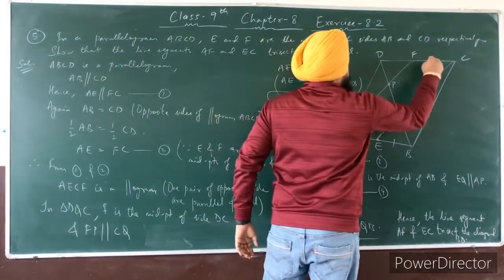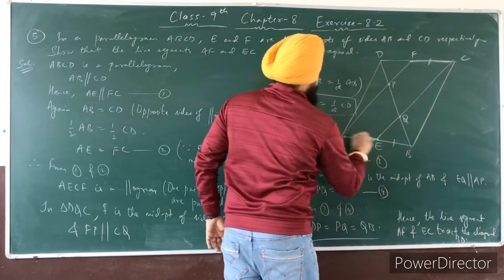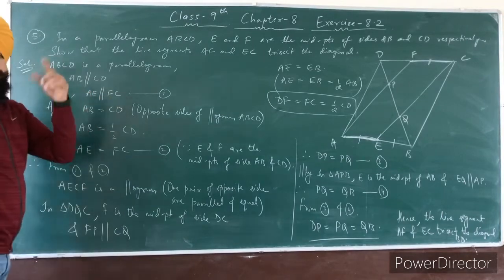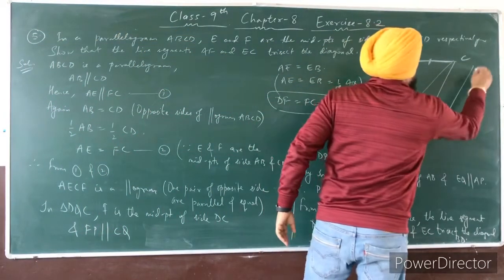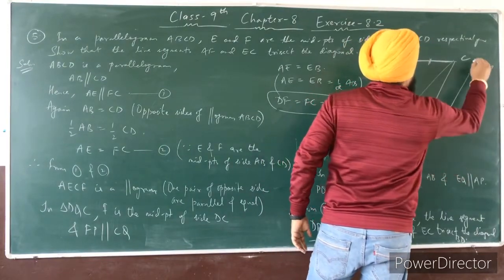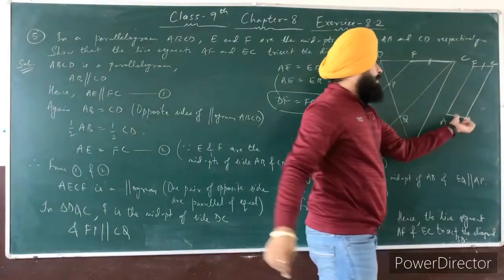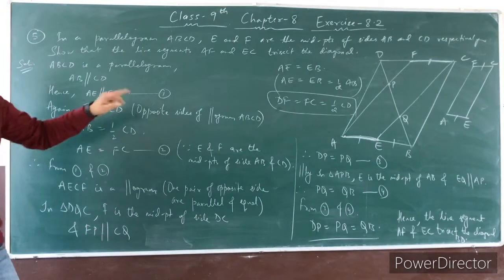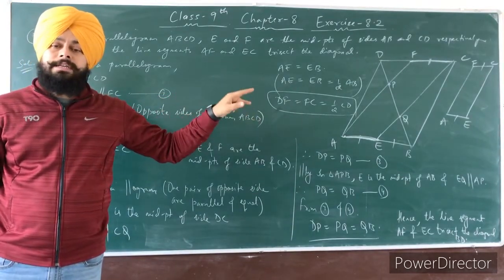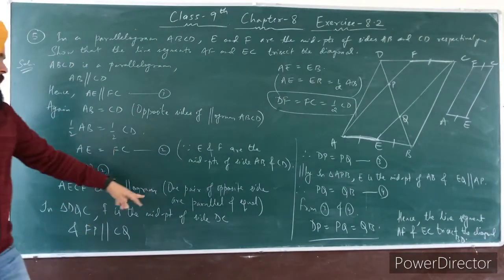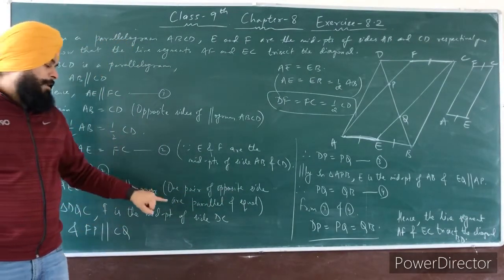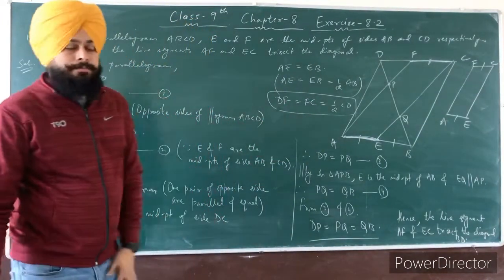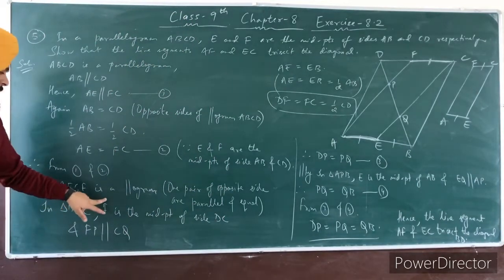We will take these sides FC and AE. So AE is equal to FC and AE is parallel to FC. You can see here, this is AE and this is FC. From equation numbers 1 and 2, the quadrilateral AECF is what? It is a parallelogram. The reason is that one pair of opposite sides are parallel and equal in a quadrilateral. That's why AECF is a parallelogram.